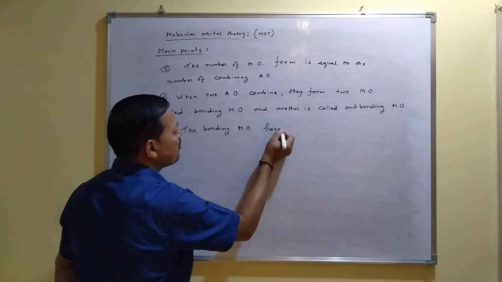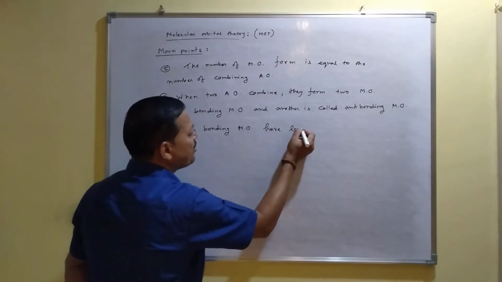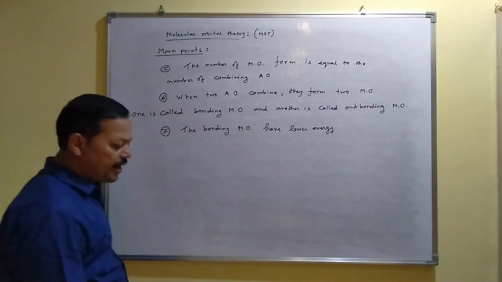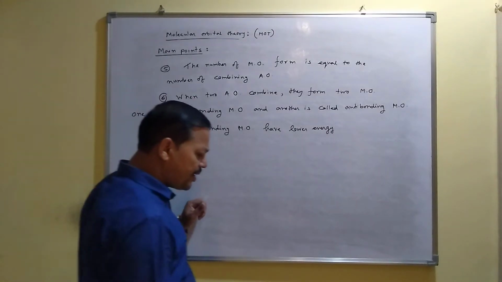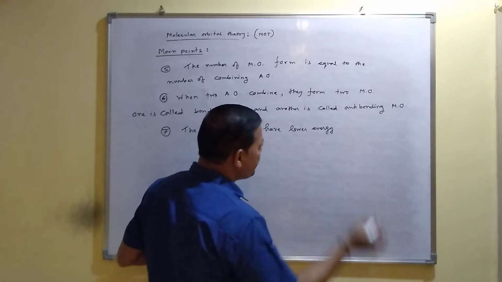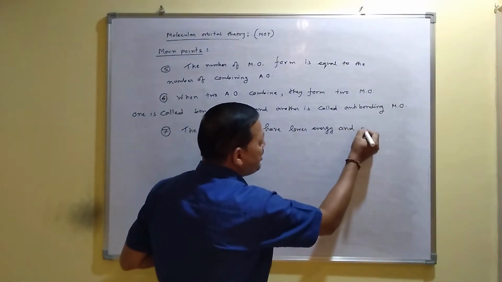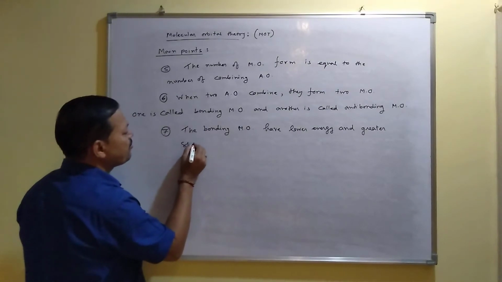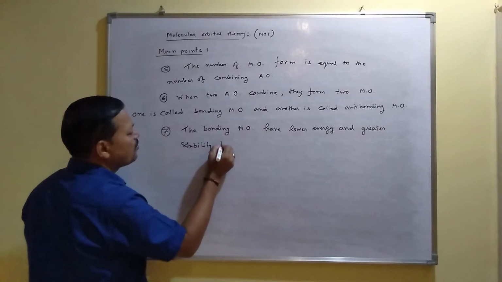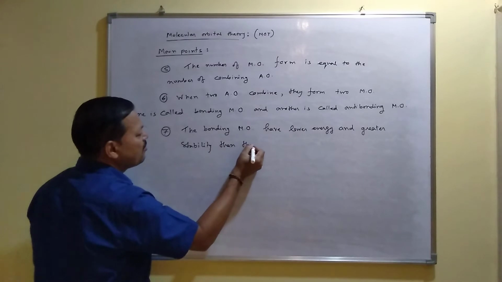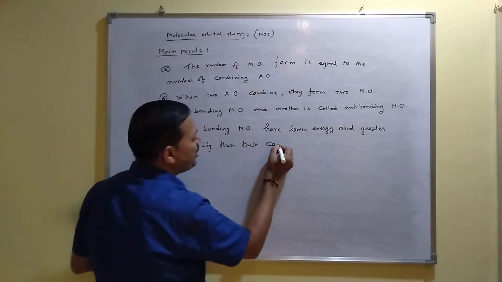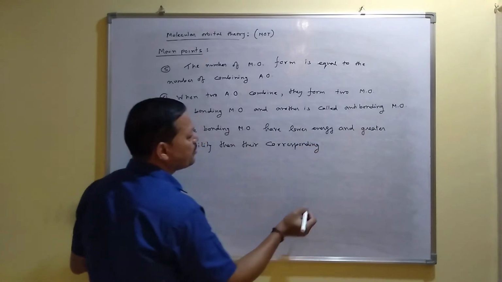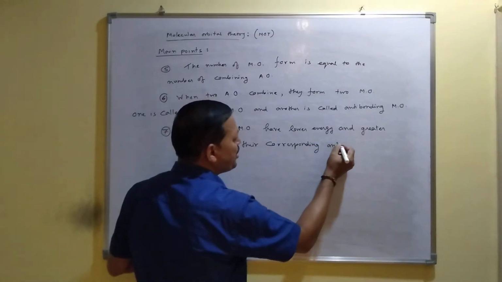Now number 7, the bonding molecular orbitals have lower energy and greater stability than their corresponding antibonding molecular orbital.